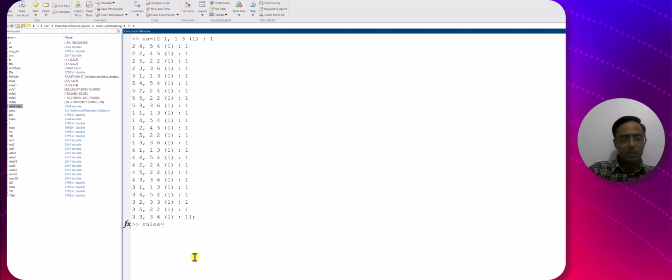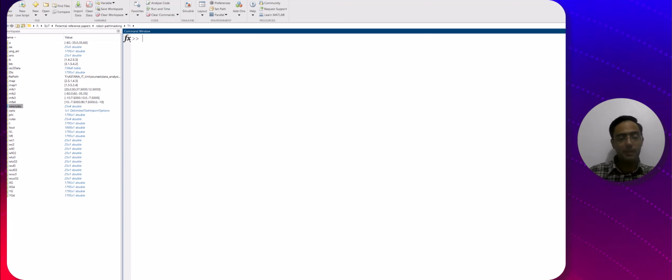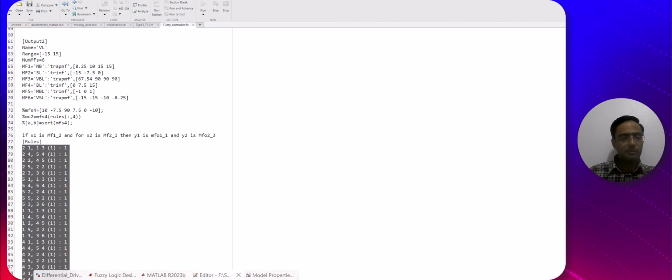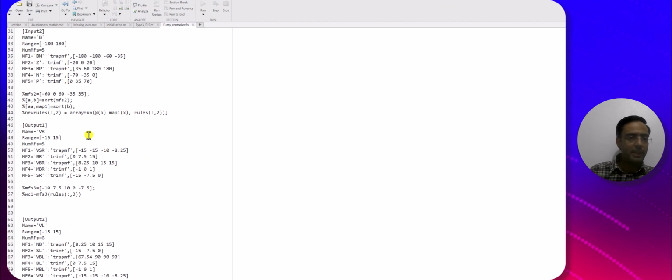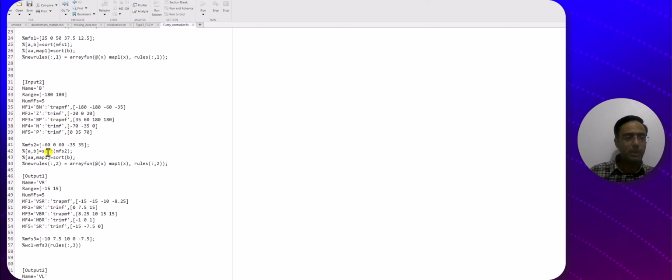So the rules are one to the second output. This is the rule information. So let us start with the first input. We have the center of membership function here. We need to sort them, and by sorting, we need to update our rules.